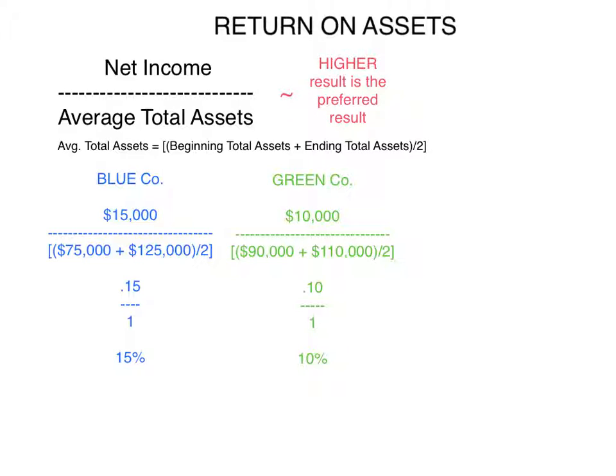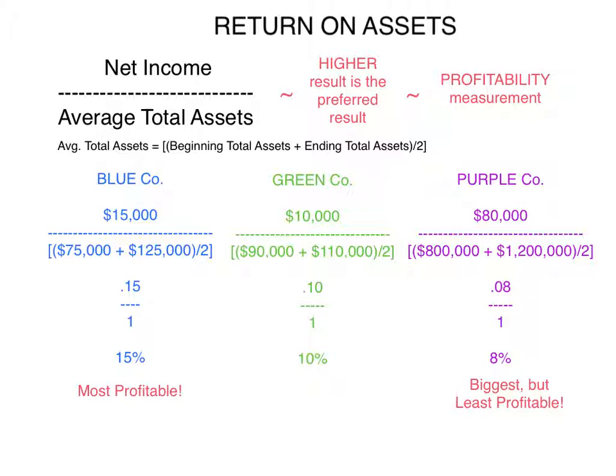But we don't just want to say that Blue Company is better than Green Company, because that doesn't describe what Blue Company is better at. Therefore, the next thing we need to know about this return on assets ratio is what it is a measure of. The return on assets ratio is a profitability measurement. Therefore, we would not say that Blue Company is better than Green Company. We would say that Blue Company is more profitable than Green Company.